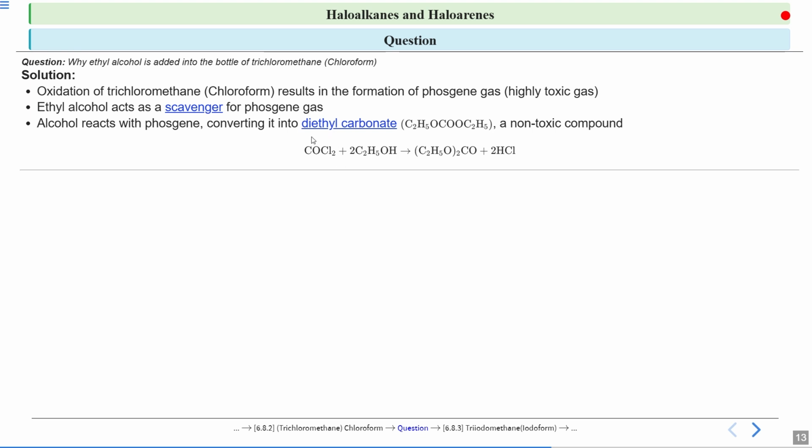So if you see this, we have COCl2, and this is phosgene. As soon as it forms, it reacts with the ethyl alcohol C2H5OH and directly converts to diethyl carbonate, that is (C2H5O)2CO, plus 2HCl as the side product. This is the same product that you get during the formation of phosgene gas also, right? So a highly toxic gas will be converted to a non-toxic compound by the reaction of this gas with ethyl alcohol, and that's why we add ethyl alcohol into the bottle of chloroform where we are storing it.